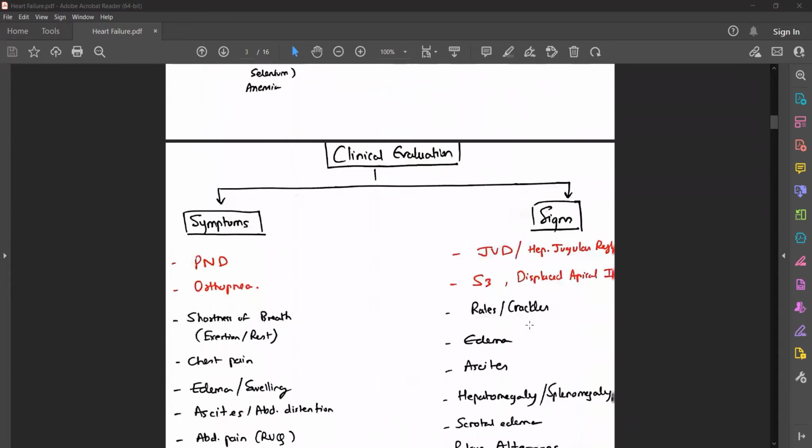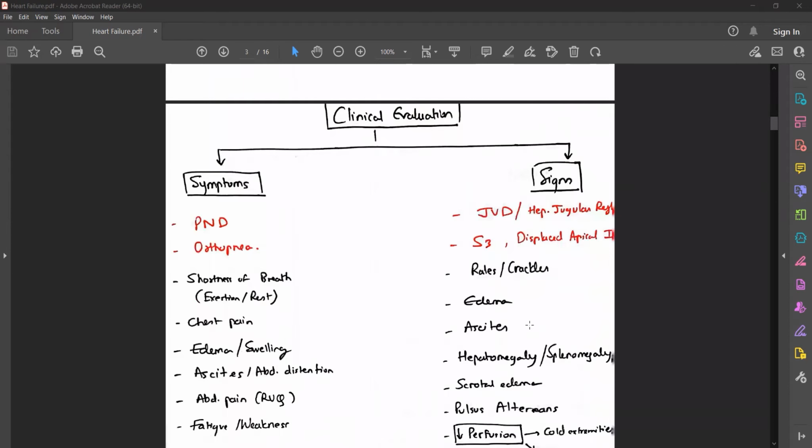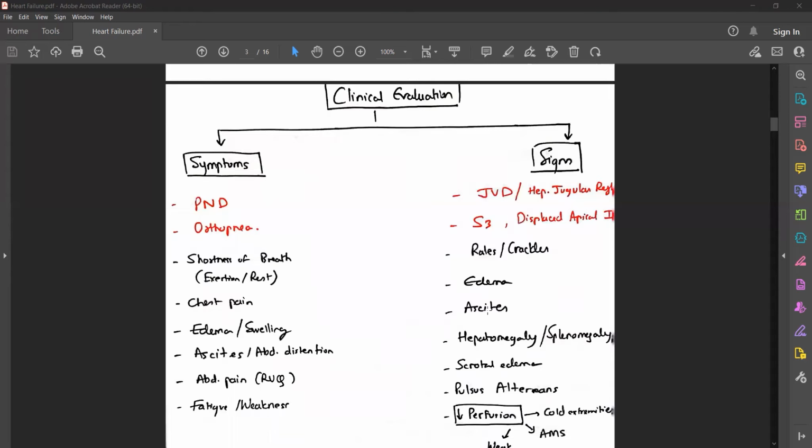This is something that you can mention in your note every time you admit a patient, that this is the possible cause of the patient's acute exacerbation of heart failure.